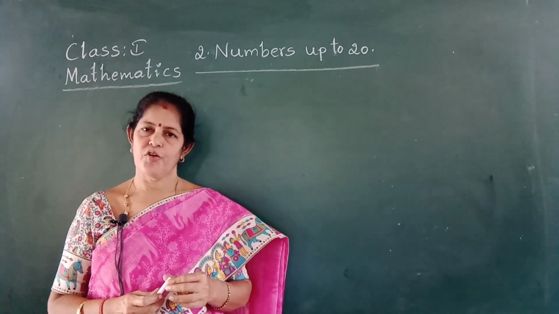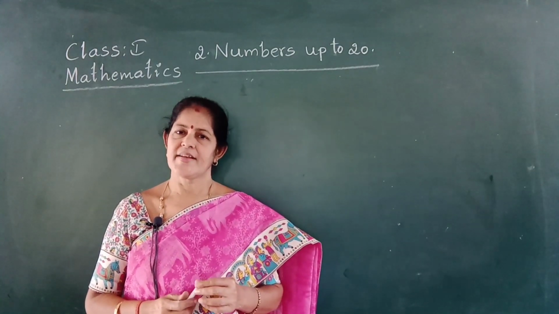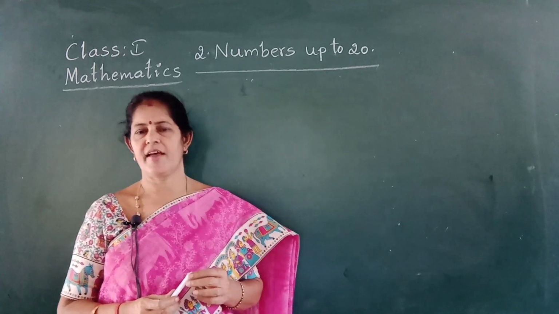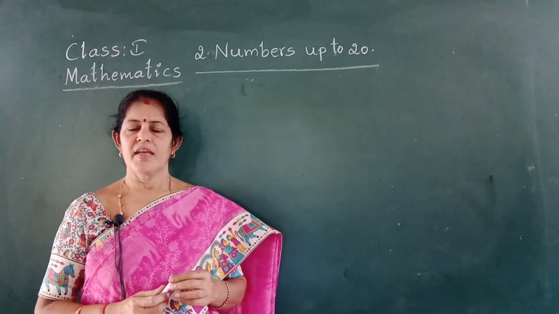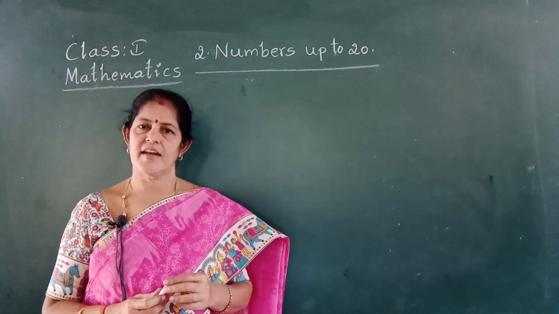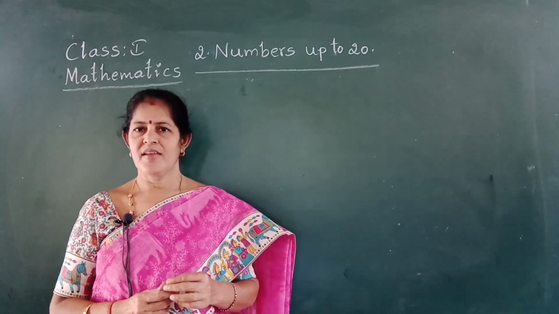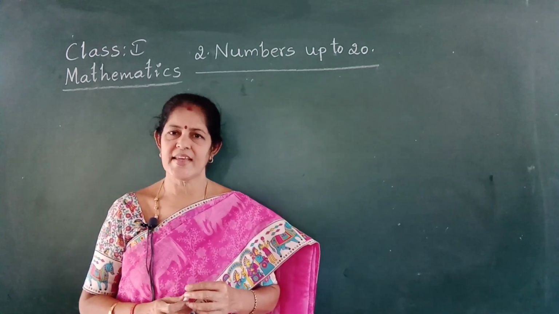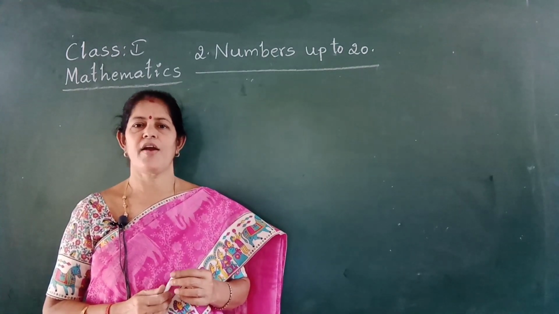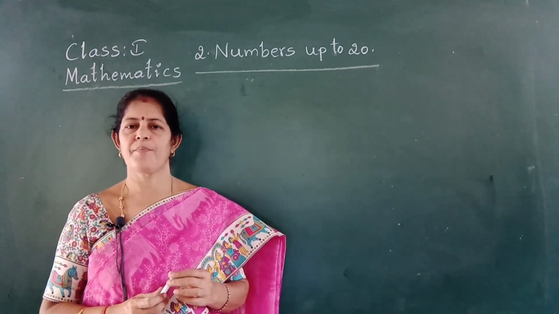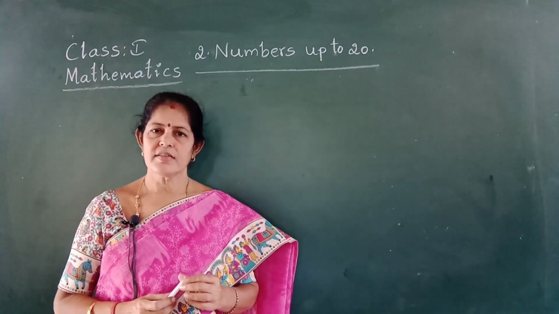Next, before, after, and between numbers. Next one, ascending order and descending order. Ascending order, increasing order, another name. In ascending order, we arrange the numbers from small number to big number. Second one goes to decreasing order or descending order. In descending order, we arrange the numbers from big number to small number.